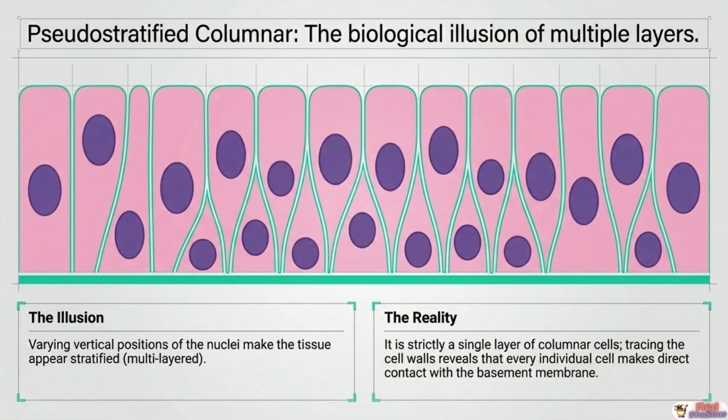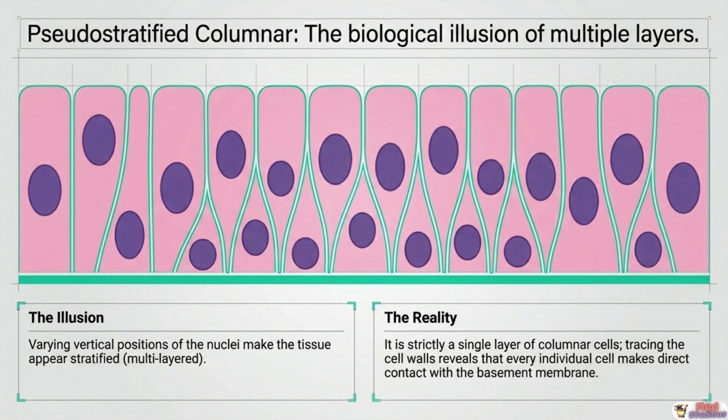Here is where things get genuinely fascinating, and where many students are initially tricked. Pseudostratified columnar epithelium appears at first glance to be stratified, to have multiple layers of cells. Look at it under the microscope and you will see nuclei at different vertical heights throughout the tissue, seemingly suggesting a multi-layered arrangement. But this is a biological illusion. Pseudo literally means false. Here is the reality.